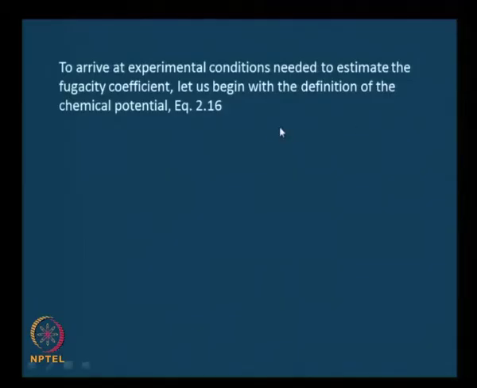Now, first to arrive at the experimental conditions needed to estimate the fugacity coefficient, we are going to begin with the definition itself, the definition of the chemical potential, which we had given in the previous module. If you remember, this was equation 216. We will mention this once again. ∂Gt/∂Ni at constant T, P and all other nj's different from Ni. This was defined as the chemical potential when we first introduced the idea of the chemical potential. This was equation 216 way back in the previous module.